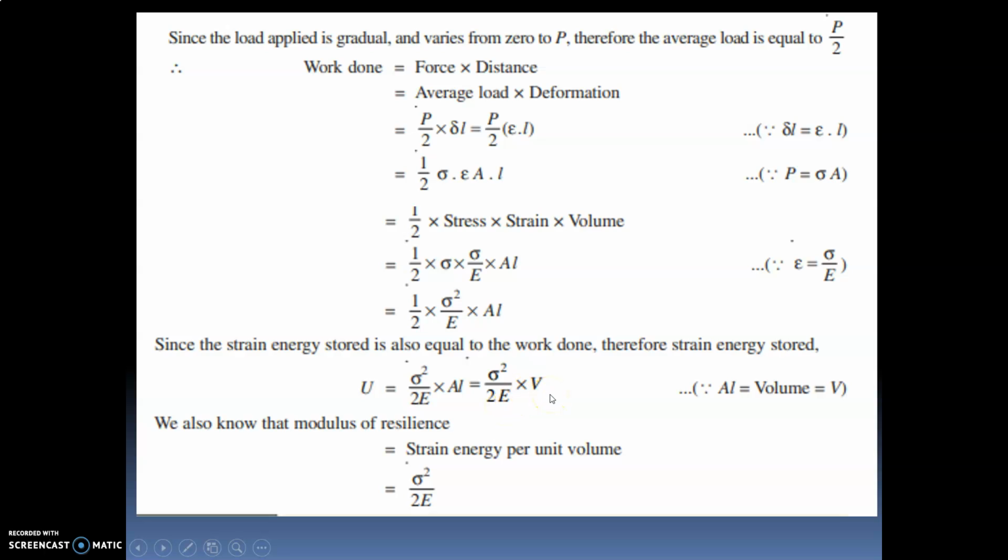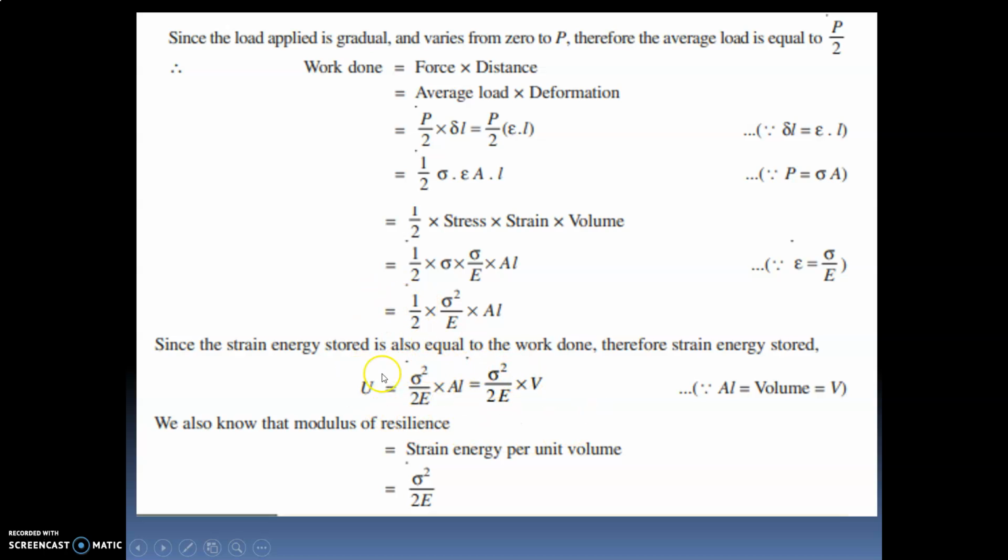The modulus of resilience is nothing but the strain energy per unit volume. The actual formula is sigma square divided by 2E into V. But the modulus of resilience is per unit volume, so divided by V, this V gets cancelled, and you get only sigma square divided by 2E. This is for modulus of resilience. So you just remember this formula.